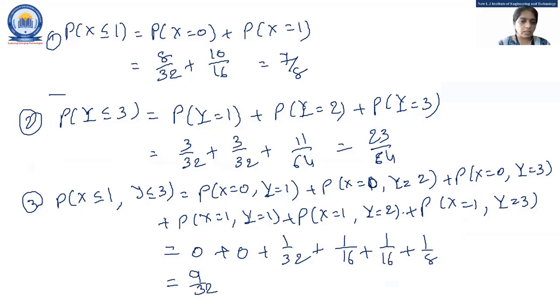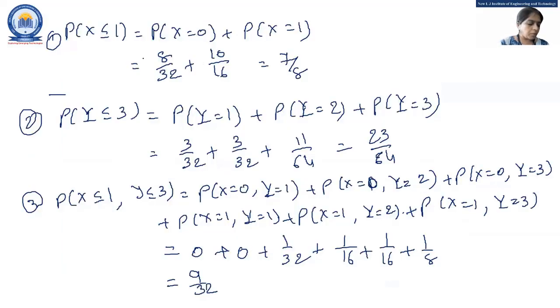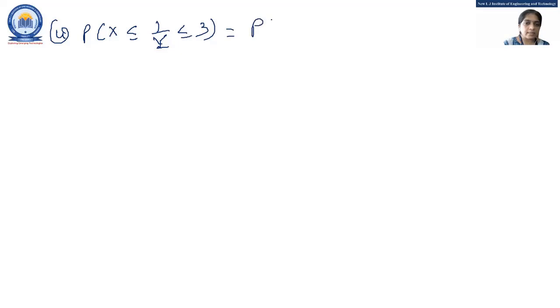Okay, this one is the third one. What about the fourth one? Fourth one is probability of x less than or equal to 1 upon y less than or equal to 3. It means here probability of x less than or equal to 1 and y less than or equal to 3.